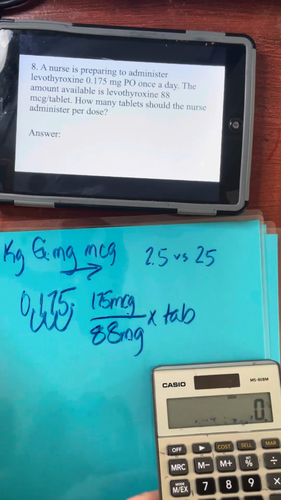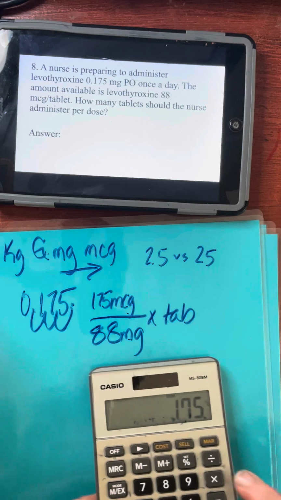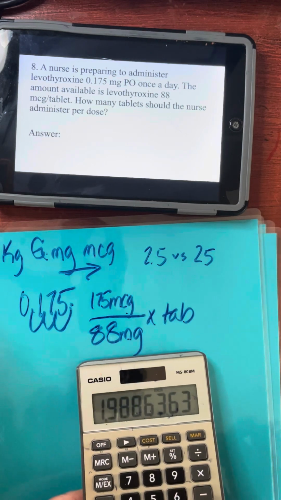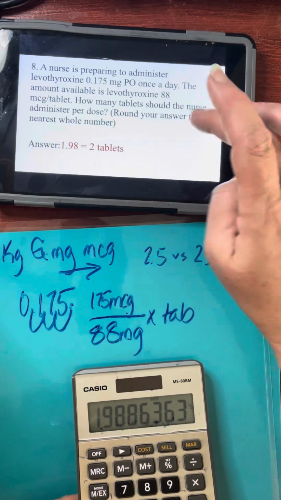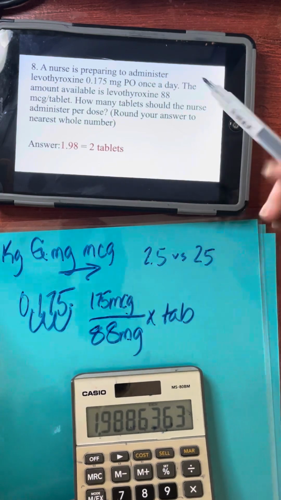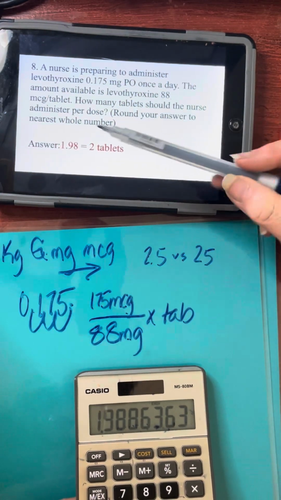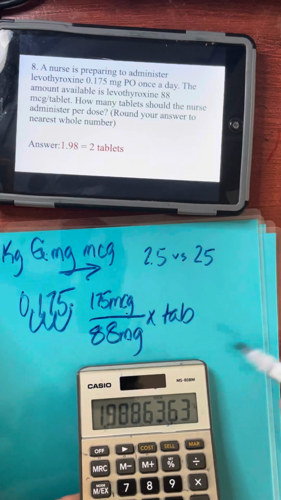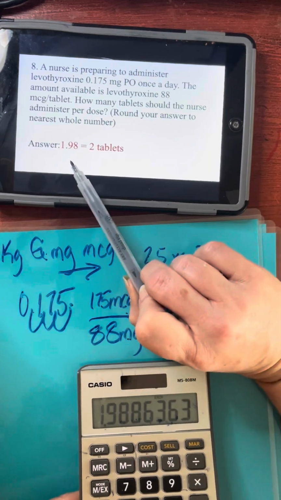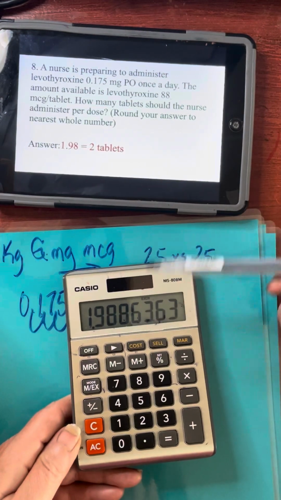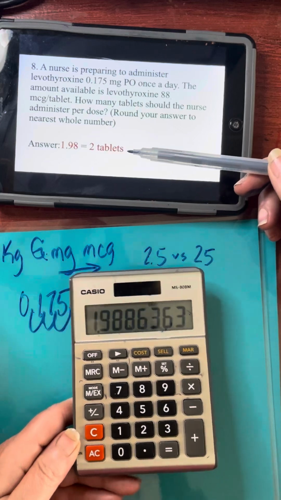Okay, so I know that it said, hold on, 7.5, 88. And on the original, I deleted it off the other one, it said, round your answer to the nearest whole number. And so 1.98, which is what we got, is going to round to 2 tablets.